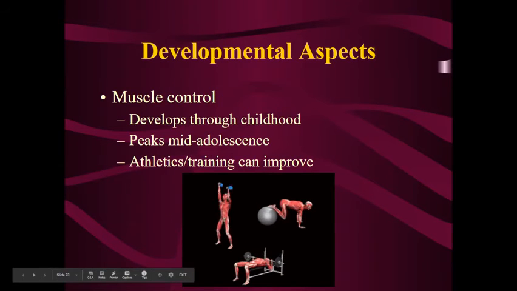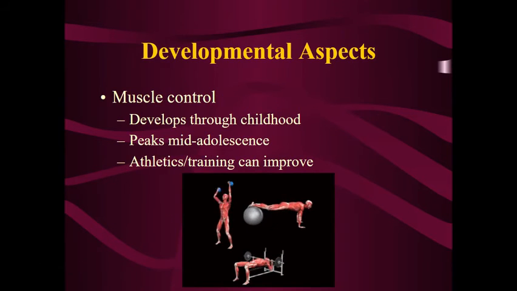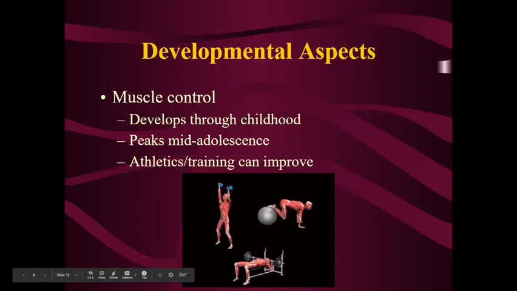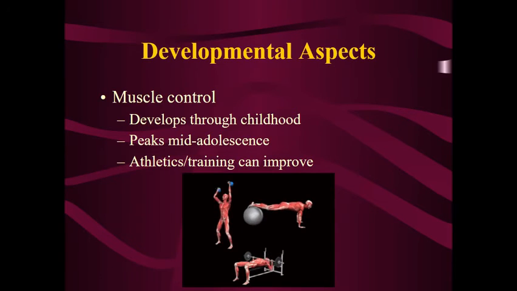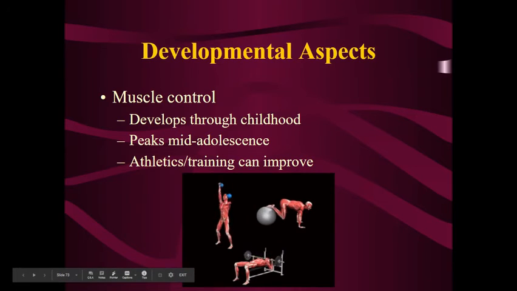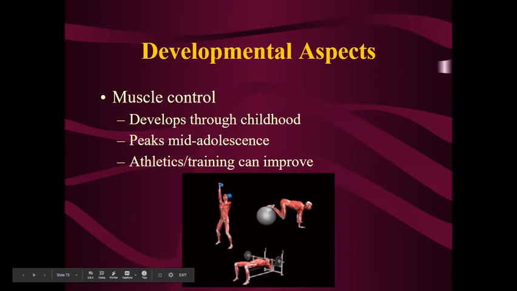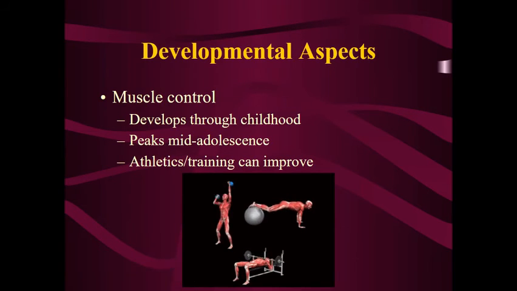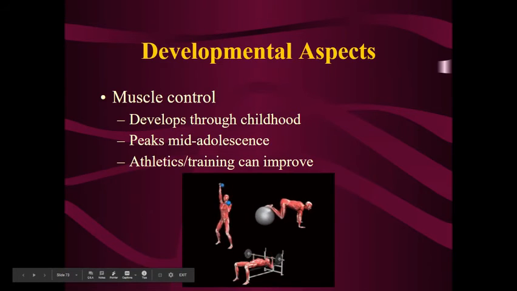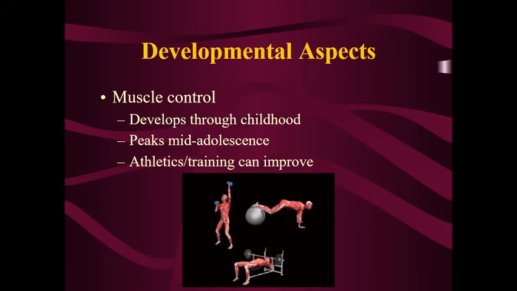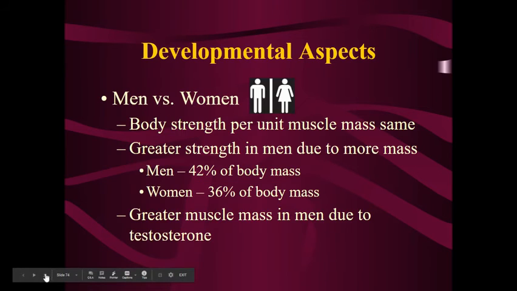Muscle control. We develop muscle control throughout our childhood. It will peak in mid-adolescence. And then after mid-adolescence, it is a slow decline. However, athletics and training can improve our muscle control. So even though as you age, your muscle control may not be as much as it used to be when you were younger, through athletics and through training, you can always improve that.